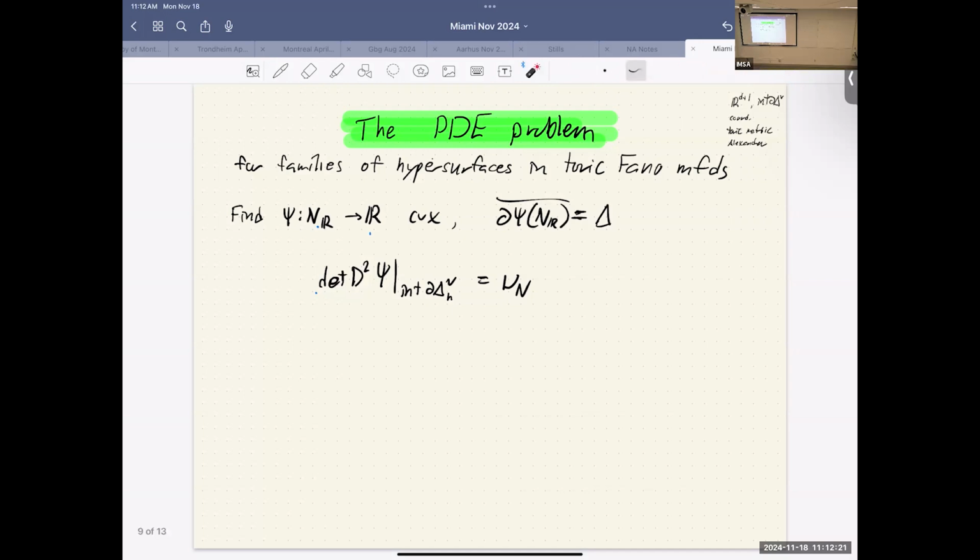So what we're looking for is a function on NR such that the gradient image of this function is exactly the moment polytope. And when I compute its determinant, not on the entire NR, but when I restrict my psi to these open faces of my polytope, then I want to get something which is essentially constant. So let me write down a little bit about it.